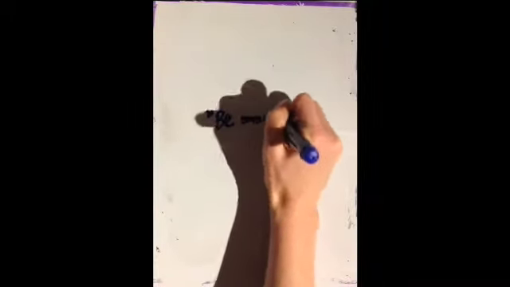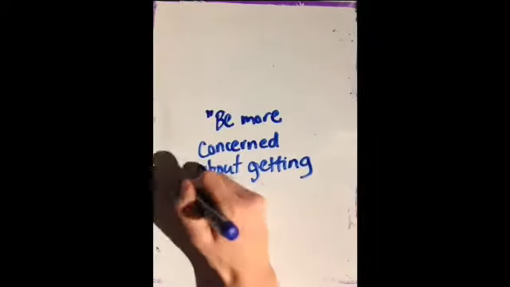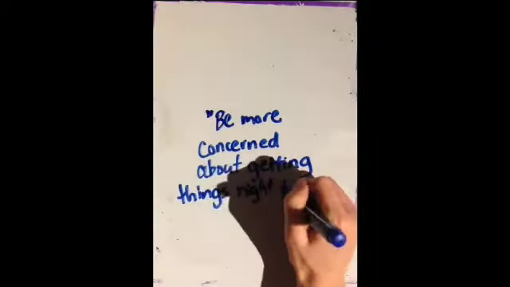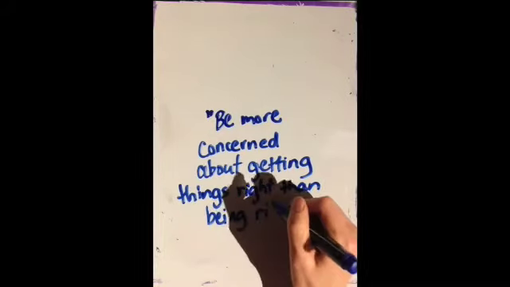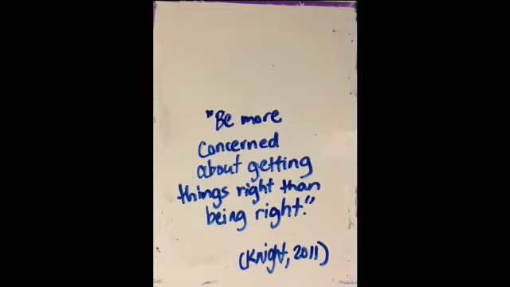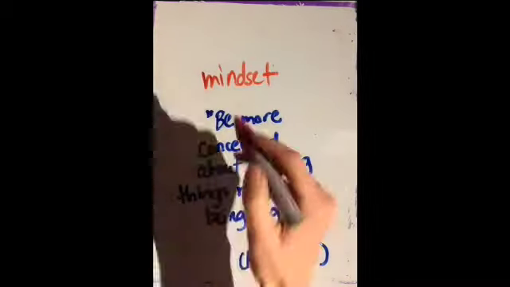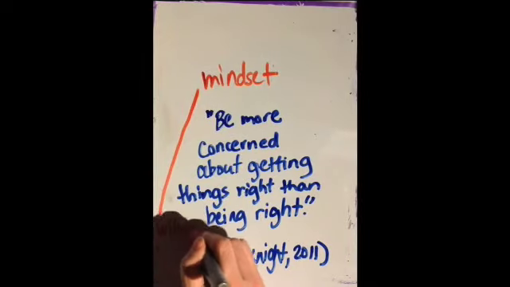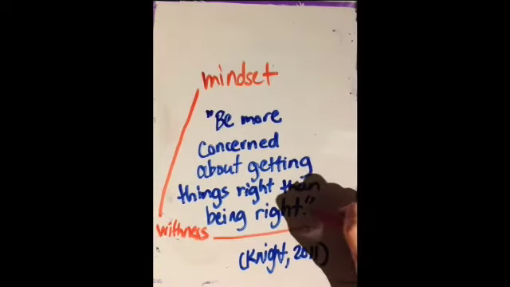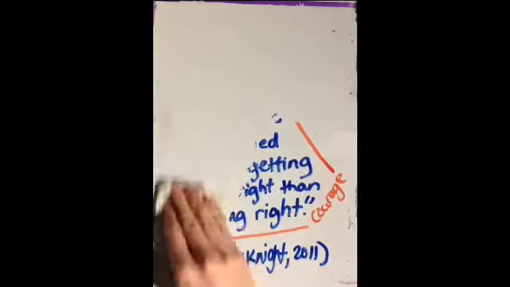Knight, in his article, What Good Coaches Do, wrote, "Be more concerned about getting things right than about being right." This quote summed up for me my learning from this term. This quote intersects with a growth mindset, because with a growth mindset, you're very rarely concerned about being right as much as growing and developing. This quote points out that withness means it's not all about you, and having courage means doing what's best for students and what's best for staff and the people you're supporting through professional development.